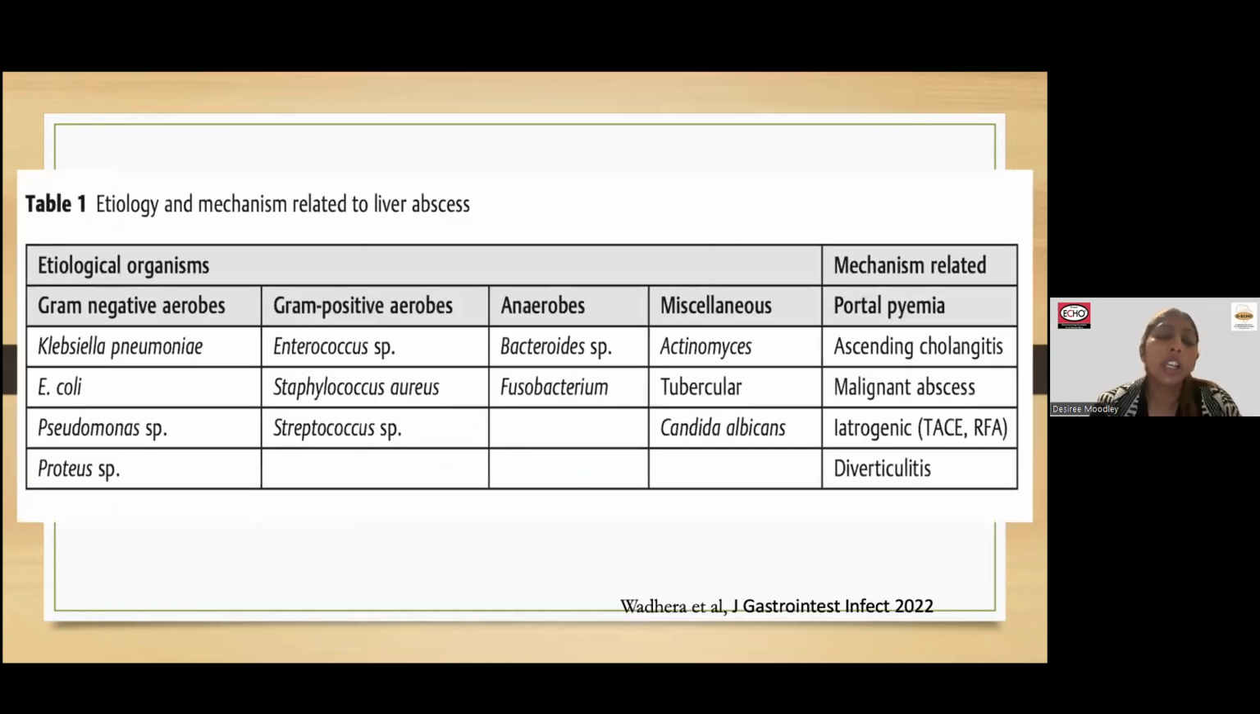So the etiology and the etiological organisms are basically based on the mechanism that causes it. So if you've got a cholangitis, more commonly for gram-negatives to be Klebsiella, then you get Enterococcus, Bacteroides, and Actinomyces as a cause, whereas malignant abscess would be more likely E. coli, Staph, Pseudomonas, seen more with the iatrogenic ones, such as TACE and RFA.